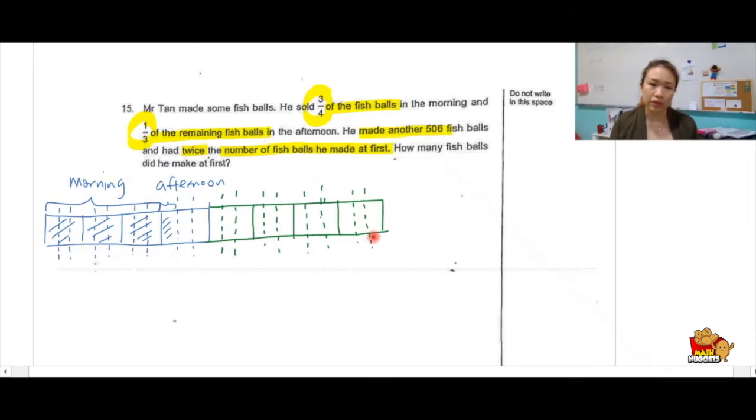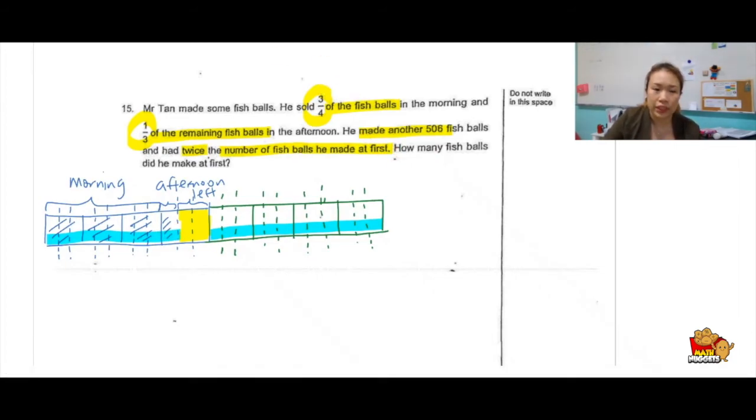So which part would be the 506? 506 would be how many units? These were the leftover. Everything else in front for the morning and the afternoon he already sold. He was left with 2 units. Which means everything else here, including what he sold in the morning and afternoon, would make up 506.